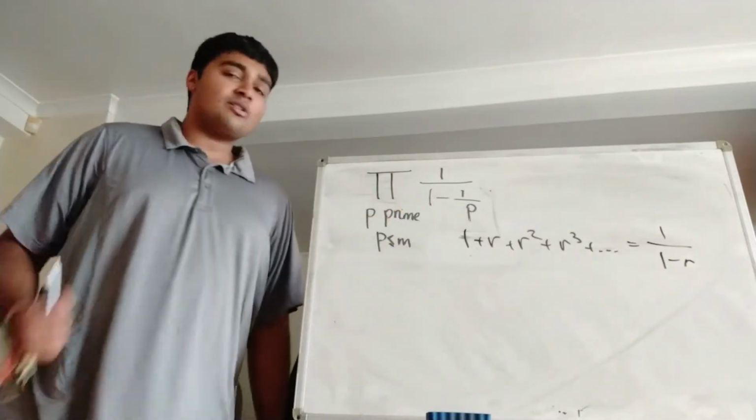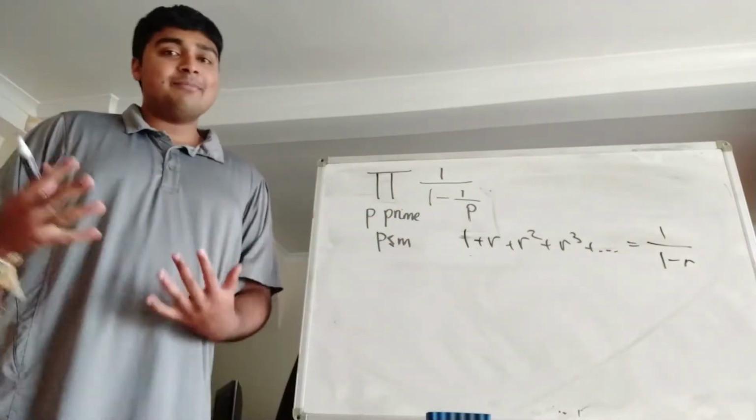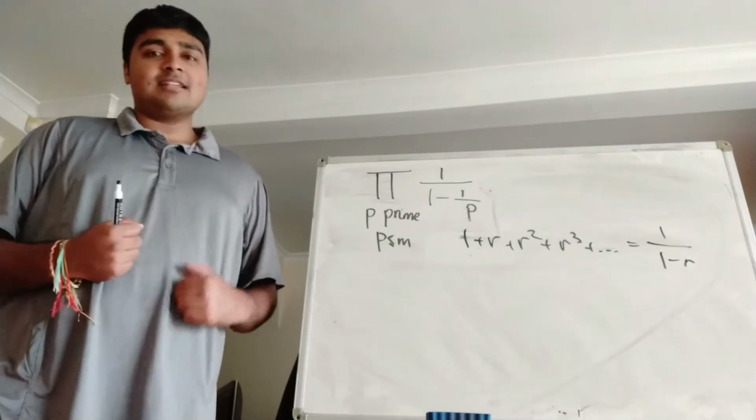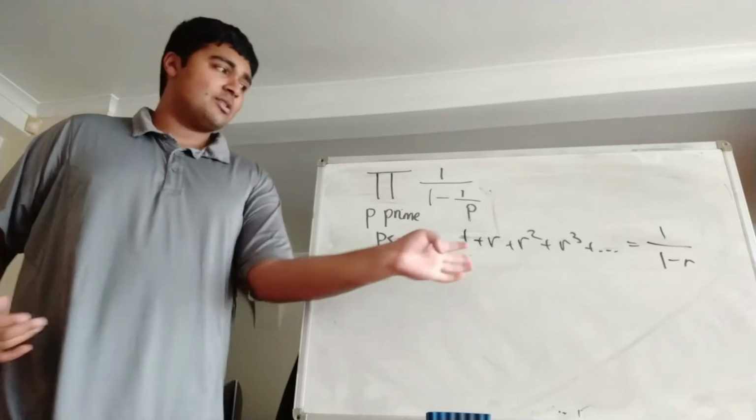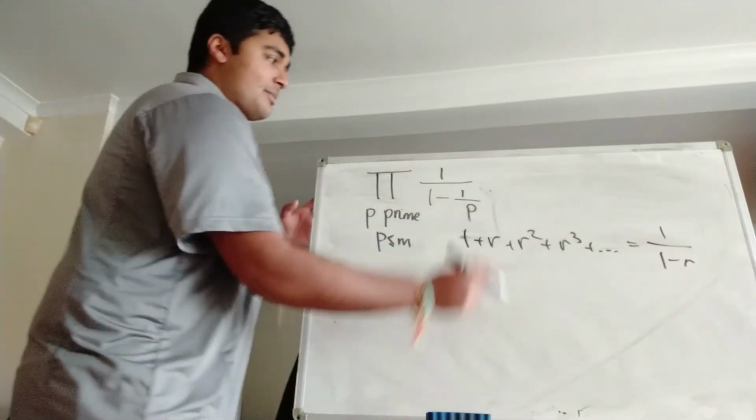But obviously here, 1 over p, because p is a prime number, p must be at least 2. So 1 over p is going to be some number between 0 and a half. So certainly it's going to have magnitude less than 1. So we can apply this formula here. So we can write this now.